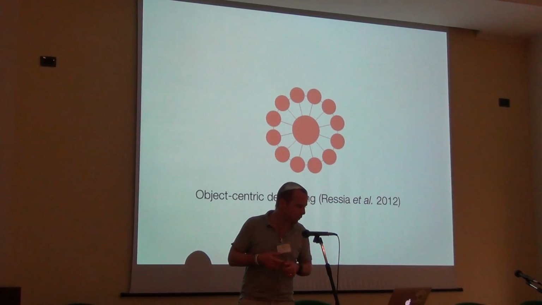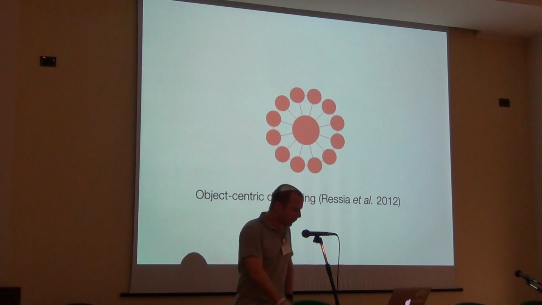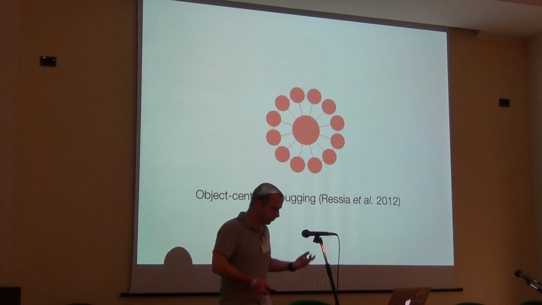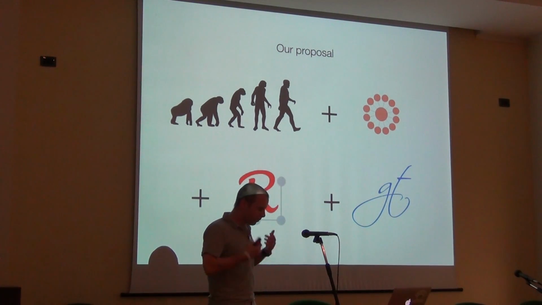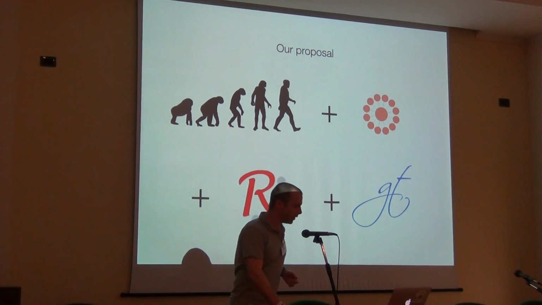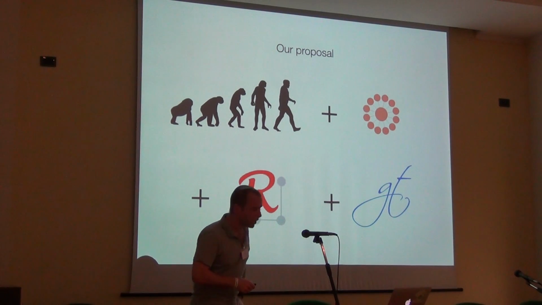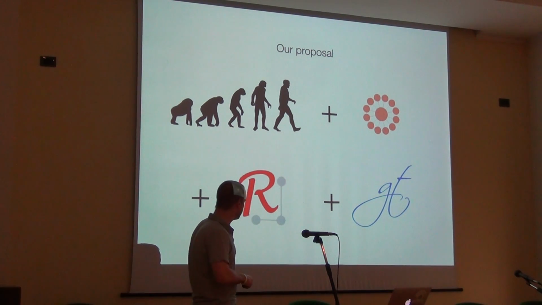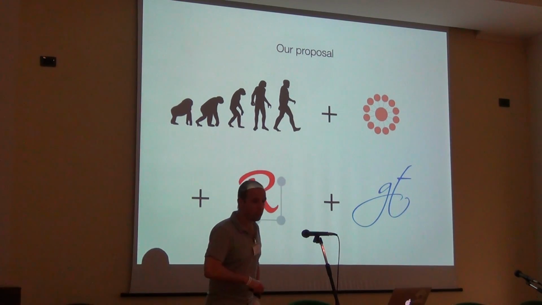I think this is also one of the motivations of the work that Marcus showed this morning. So our proposal, not only what we have in the paper, but our path, is the following equation: we take omniscient debugging, add a bit of object-centric debugging, and then add a bit of Roassal, and then we can build it on top of the GT tool.